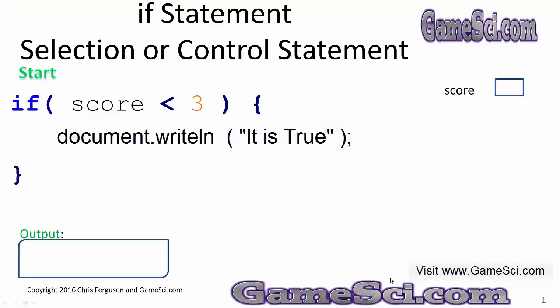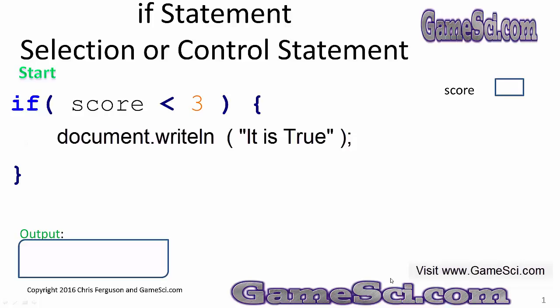GameSci.com. Hello, welcome to Selection or Control Statements. A selection statement is so named because it selects which code to execute. In some books, they call them control statements because they control the path the program takes. Let's start with the simplest and easiest of the selection control statements, the if statement.